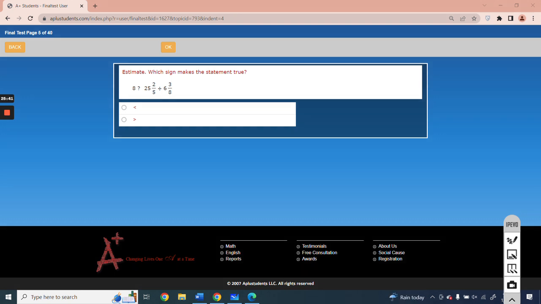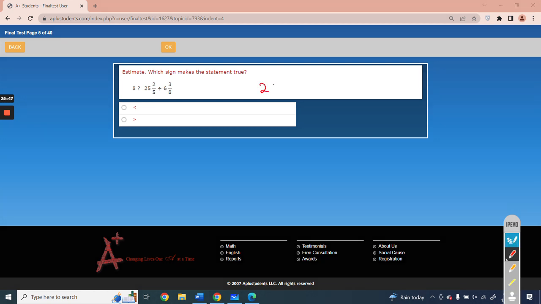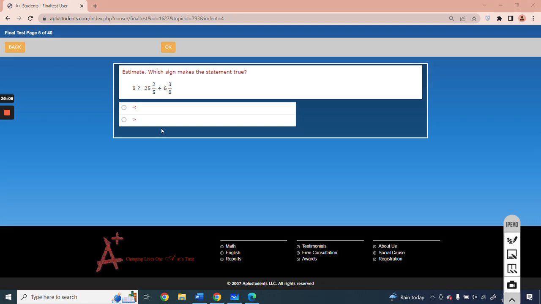So we can estimate 25 whole 2 by 5 to 25, and then we can estimate 6 whole 3 by 8 to 5, because 25 can be completely divisible by 5. Got it? So 25 divided by 5 is 5, so you have to compare 8 and 5, so 8 is greater than 5. Got it? The correct option is greater than. 8 is greater than 5.